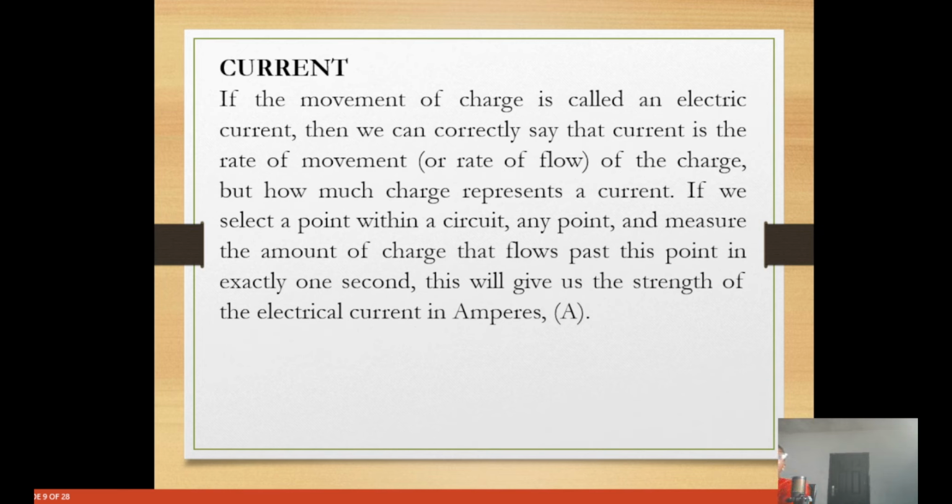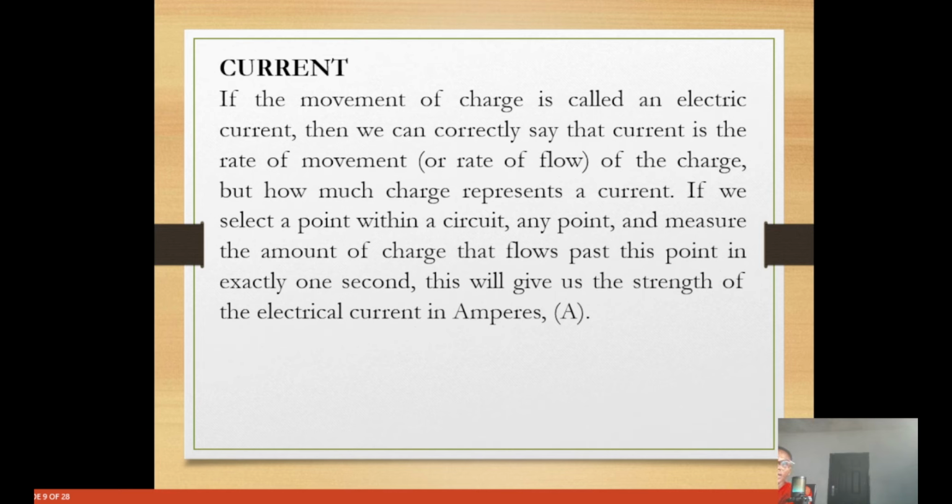Current. If the movement of charge is called an electric current, then we can correctly say that current is the rate of movement or rate of flow of charge. And anytime you hear rates, just know that it's something that has to do with time. Then there is a relationship, that is charge per time. The time taken for charge to flow is called current.